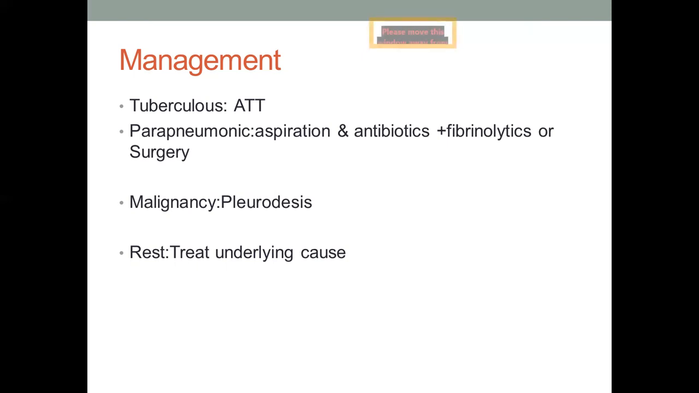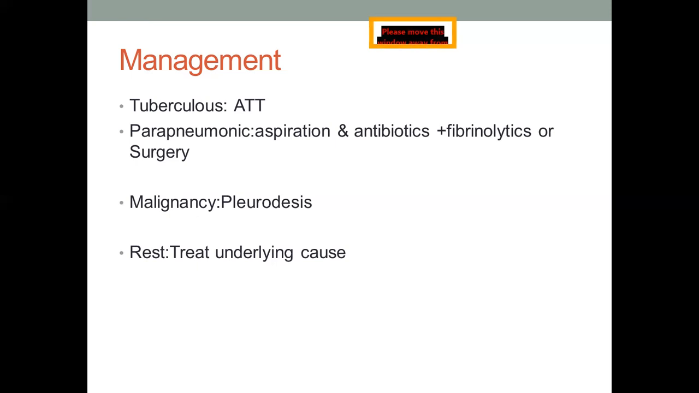And in parapneumonic effusion, because there will be polymorphic pleural effusion and exudative, then aspiration of the effusion is recommended, even if that is less in quantity. Also empirical antibiotic therapy. And if there is septation in the effusion, then fibrinolytics like tissue plasminogen activator TPA or streptokinase are given through the chest tube. Or sometimes if there is trapped lung, then surgery is indicated for this pleural effusion.